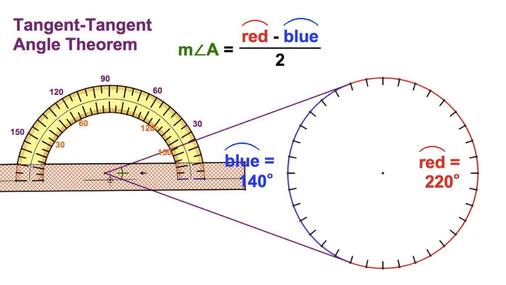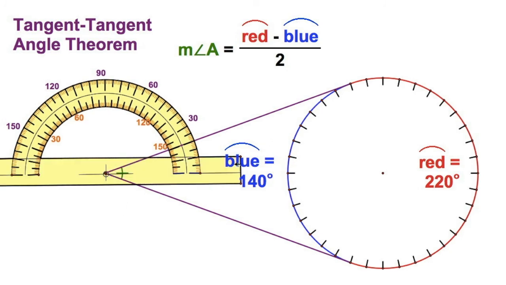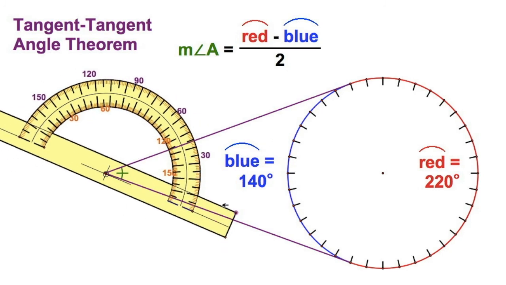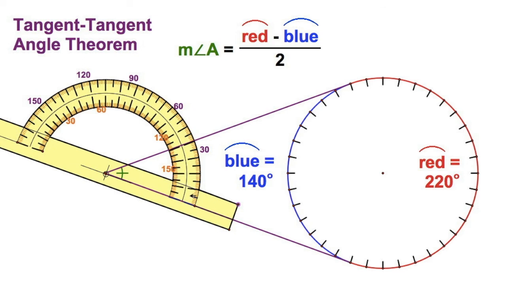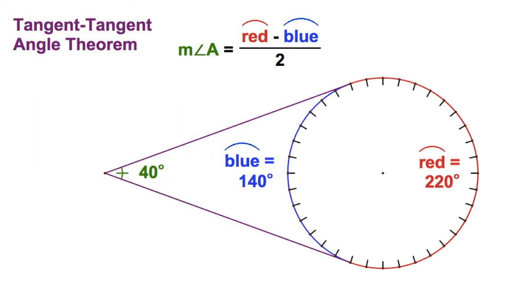And let's do this measure. Go ahead and measure this and verify. 10, 20, 30. I got 40 degrees right there. Did you get that? I hope so. Practice those measuring skills. And does it work? Well, of course it does, because I've got 220 minus 140. And when I subtract that, I'm going to get 80. Half of 80 is 40.